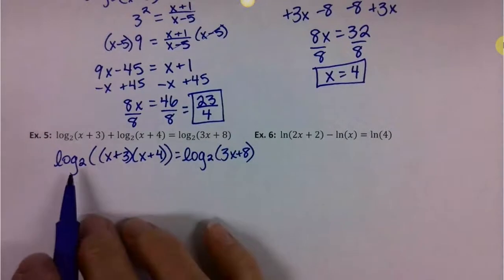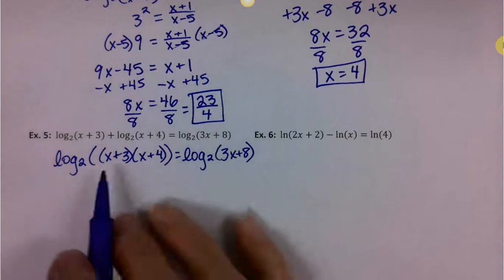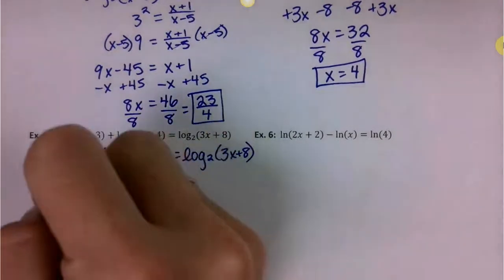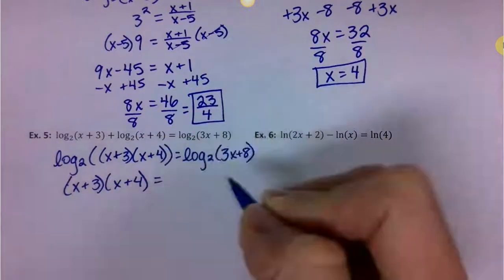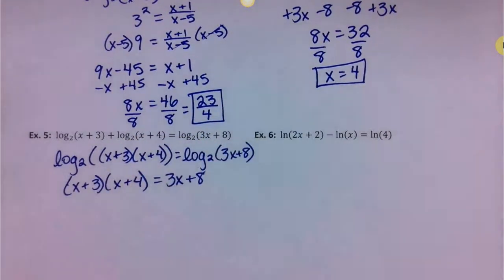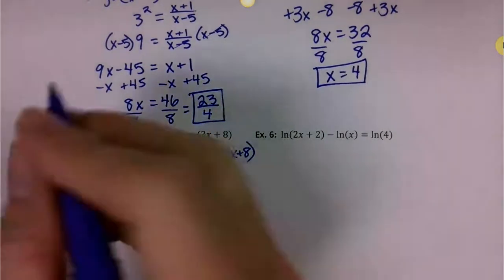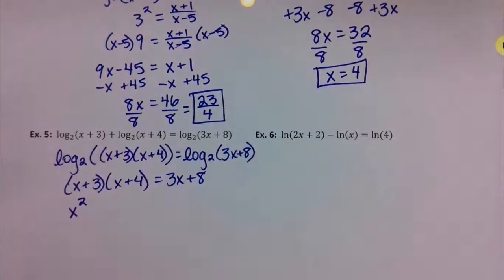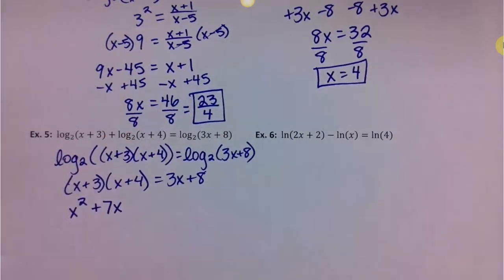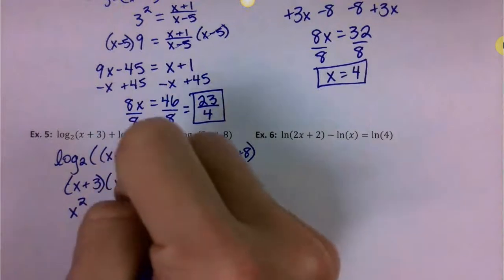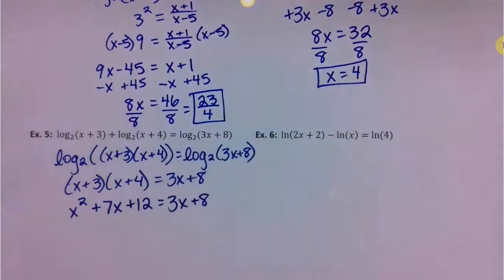And now that we have just a single log base 2 on the left and a single log base 2 on the right, we can take what's inside those two logarithms and set them equal to each other. So now at this point, we need to FOIL on the left-hand side. So that's going to give us x squared plus 3x plus 4x would give us a 7x in the middle, and then 3 times 4 plus 12. And that's equal to 3x plus 8.